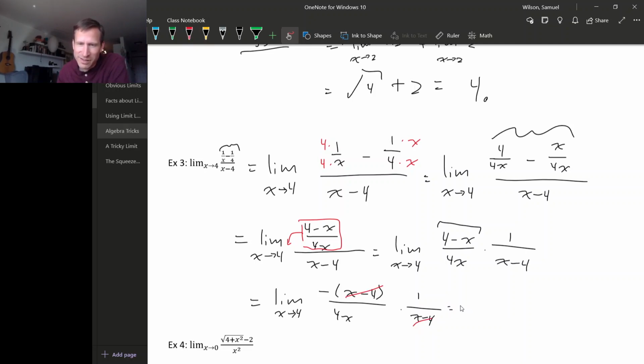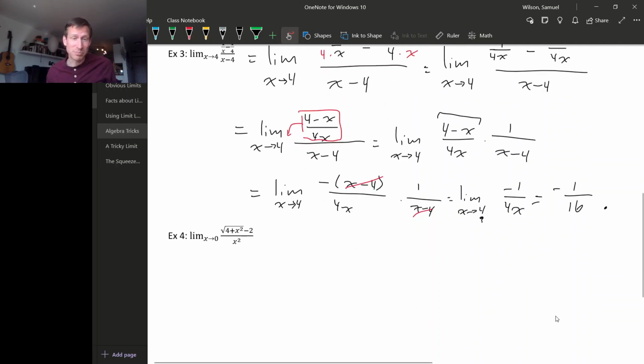So we're left with the limit as x goes to 4 of negative 1 over 4x. And now we can use the limit laws to evaluate this. Of course, since this is a rational expression, it's actually just safe to plug in this x value. We get minus 1 over 4 times 4, that's 16. So minus 1 over 16.